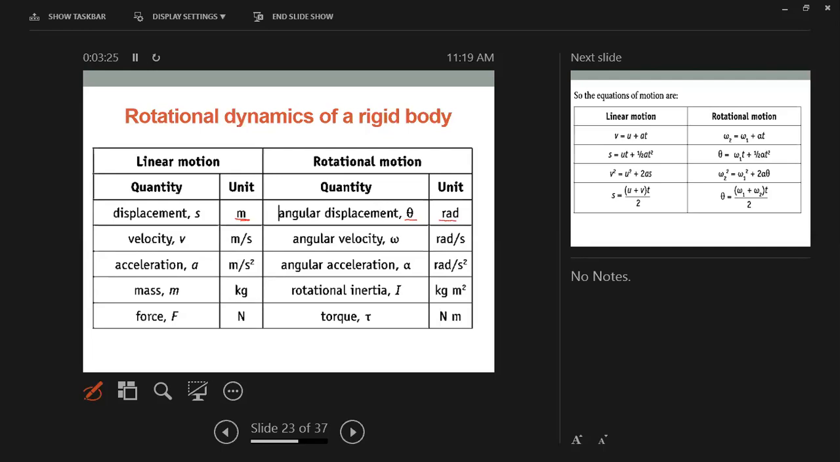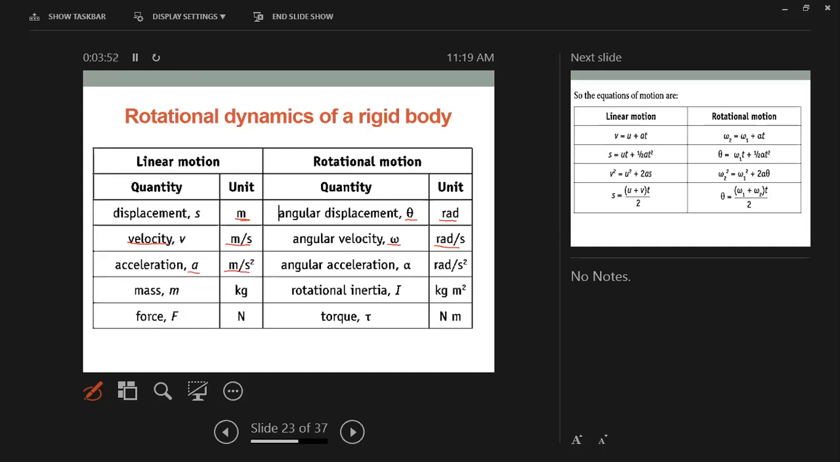Okay. For the velocity, we had meter per second. Now, for the rotational motion, we are going to have angular velocity. We are going to use the letter omega to symbolize angular velocity. The SI unit of angular velocity will be radian per second. Okay. For the acceleration, we had meter per second square. We used to symbolize it with small a.